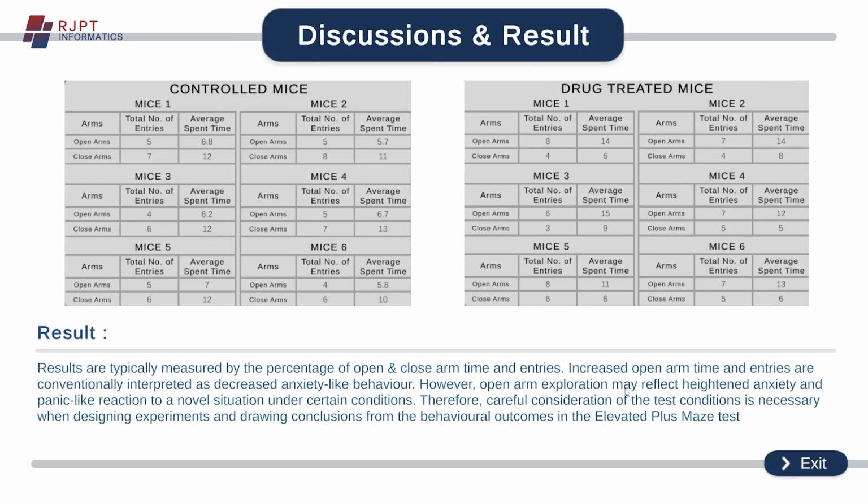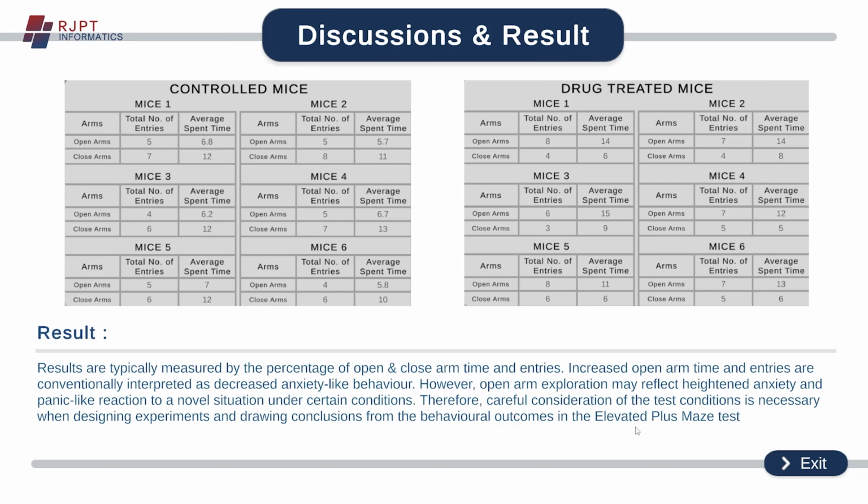However, open arm exploration may reflect heightened anxiety and panic-like reactions to a novel situation under certain conditions. So for a normal mice on which we have not administered any drug, they can show heightened anxiety and panic-like reactions. Therefore, careful consideration of the test conditions is necessary when designing experiments and drawing conclusions from the behavioral outcomes in the elevated plus maze test.